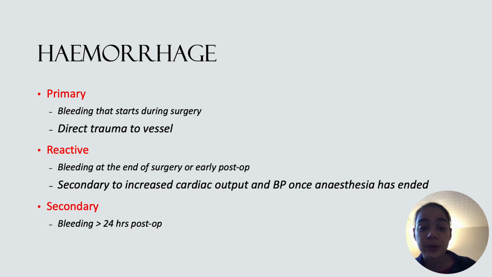The first one is primary. So that'll be a direct trauma to the vessel and bleeding that starts during surgery. You can also have reactive hemorrhage. So that's bleeding at the end of surgery or very early post-operatively. And that's secondary to the increased cardiac output and blood pressure once anaesthesia is ended.